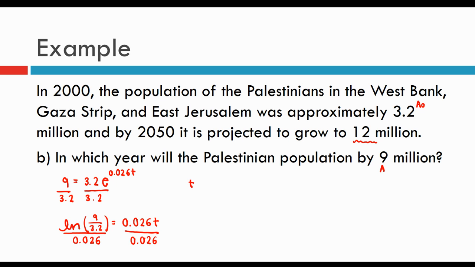Okay, so that's going to be approximately 39.7. So I'm going to round it up to the nearest year. So that's approximately 40 years. Okay, so once again, because this was talking about starting the population in 2000, and now we're talking about 40 years later, well, 2000 plus 40 tells us that the year the population is at 9 million would be 2040.